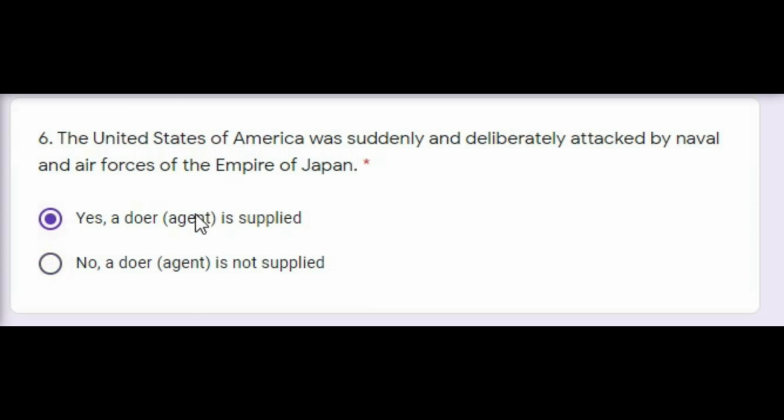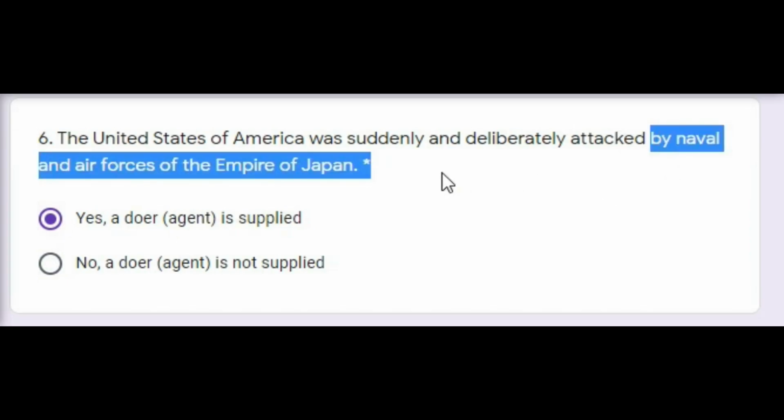Psych, yes, a doer agent is supplied. It's right here. Probably should have scrambled the order to make it a little bit more interesting, but I wanted to do it this way. There is our agent, there's our doer, so we're going to remove any notions of hiding guilt, potential authoritarian command, irrelevant or obvious or unknown is the doer, and to hide bias.